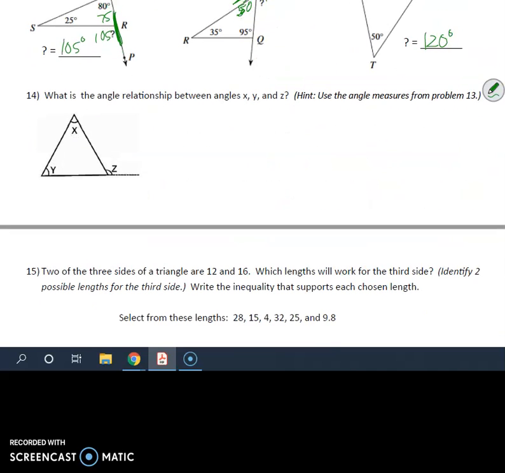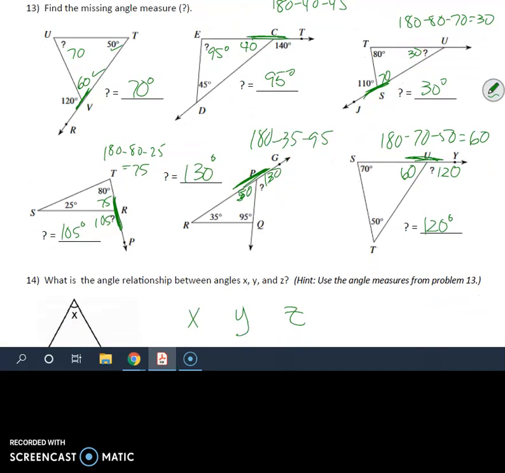Now, what they're asking for here is, can you look at the angles, the X, the Y, and the Z, and can you come up with a relationship between those three angles? So going back to the previous problem, I'm going to go ahead and mark out the angles here. If I take away the angle that is next to the exterior angle, and if I eliminate the angle again that's next to the exterior angle, is there a relationship between the three angles that remain?